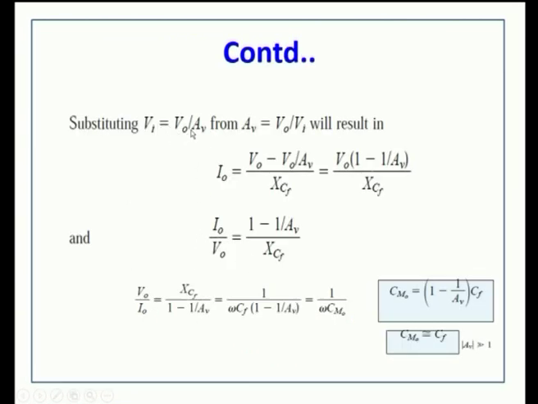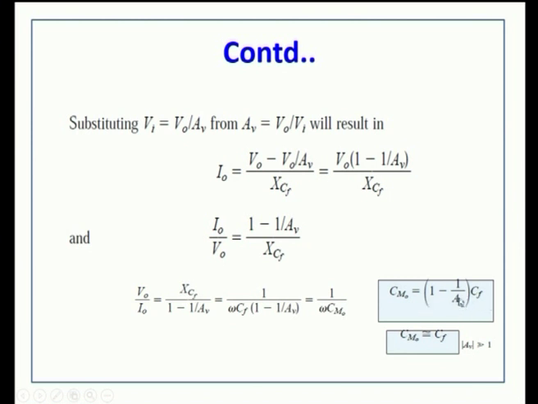For VI, if you substitute VO by AV, this equation will have VO as a common term, and take this out and you will get an equation IO by VO equal to 1 minus 1 by AV, divided by XCF. If you reverse this equation, VO by IO will be XCF by 1 minus 1 by AV, and we know XCF is 1 by omega CF. This CF times 1 minus 1 by AV can be considered as CMO, that is the Miller capacitance at the output side, or output Miller capacitance. So, it is 1 by omega CMO, and it is given as CMO equal to 1 minus 1 by AV, times CF.